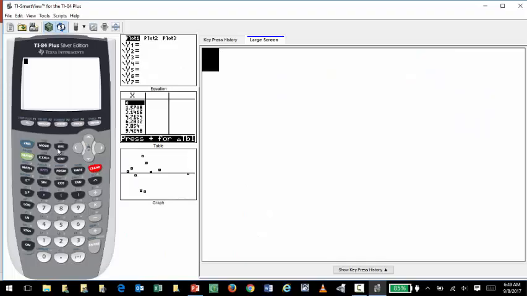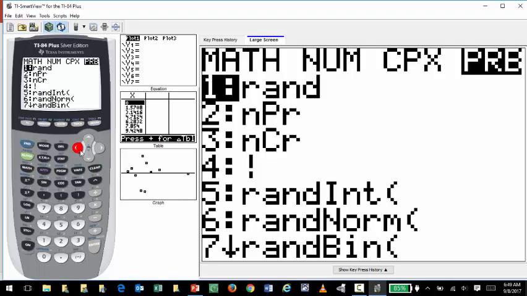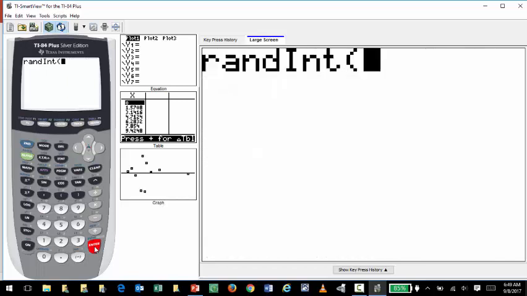So real quick, now that we're here at the calculator, you hit the math button, and we scroll over to the probability function, down to random integer. Hit enter. Then we need to tell the calculator between what 2 numbers to pick. So we do 1 and 2. Now, let's say we wanted to flip the coin 5 times. We'll put that next number in there.